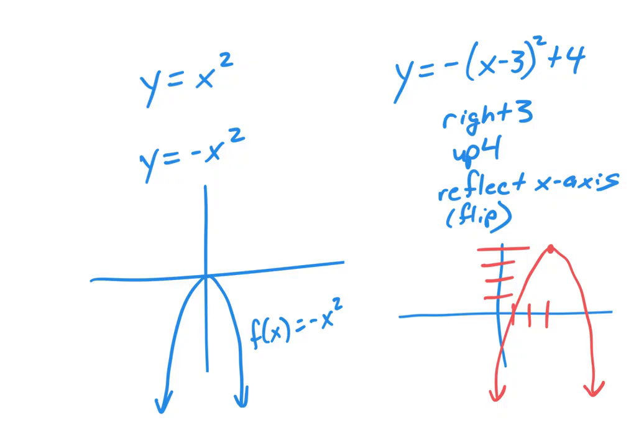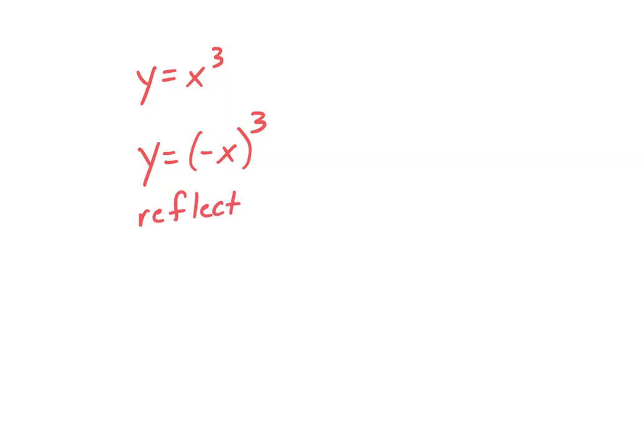Let's take a look at one with the y-axis, where it's going to reflect the y-axis. Let's say we used x cubed. That's a good one to use. If y equals x cubed, and I do y equals negative x cubed, here we're putting the negative on the inside, okay? And so we're going to reflect the y-axis. Let's take a look at what that would look like. The original graph.